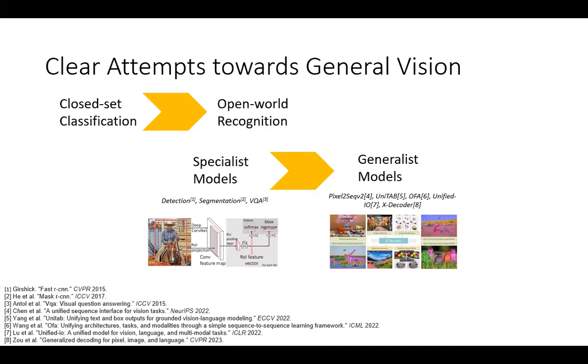But now we are seeing more and more generalist models, the so-called generalist models, like Pixel2Seq, like Unified-IO, like X-Decoder. All of these models have attempted to generalize and build some kind of generalist model to unify all of the tasks. Of course, it's just an attempt.